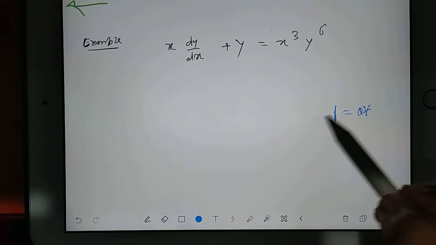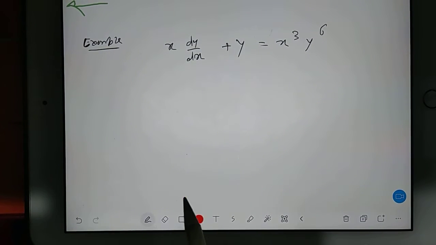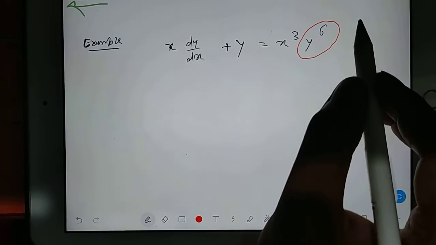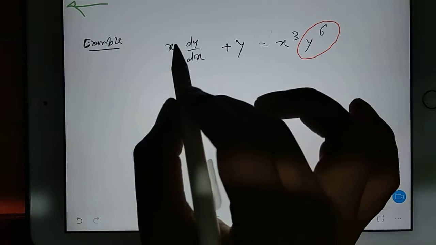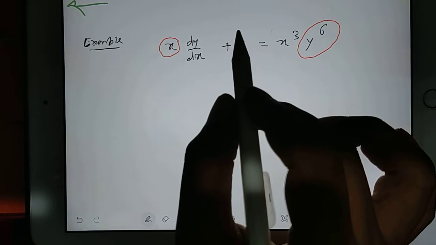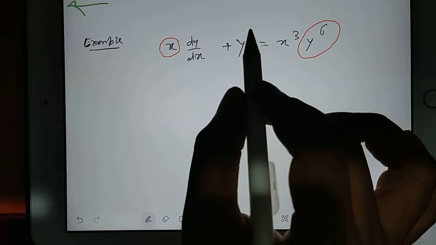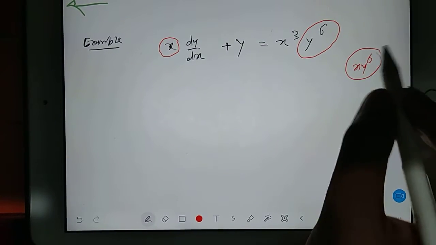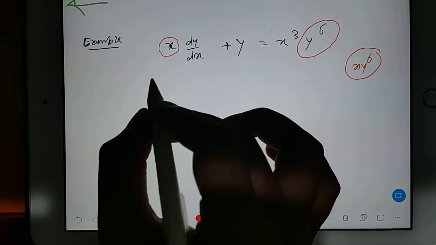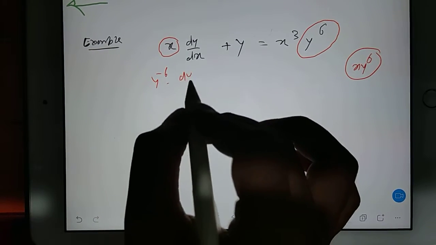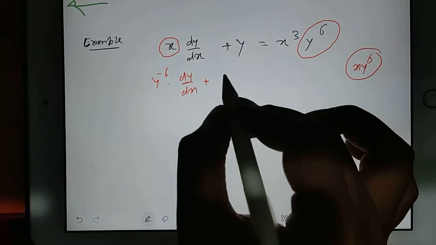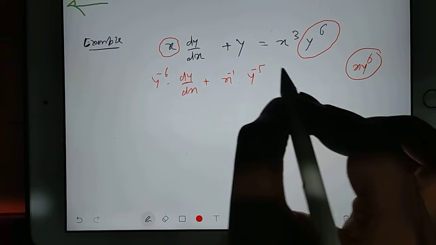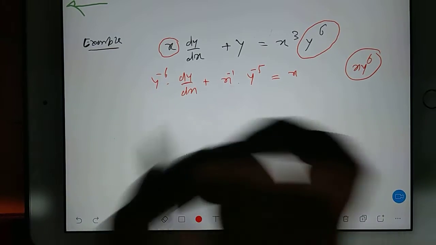So we have to change our Bernoulli format. So what is the procedure? Very simple procedure. You consider this term as y power n and divide throughout. At the same time, this part also you can remove from here. So just x y power 6 you divide everywhere. So you will be getting y power minus 6 into dy by dx plus, you can see, y power minus 1 into y power minus 5 is equal to x square.